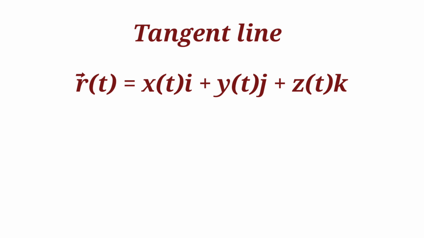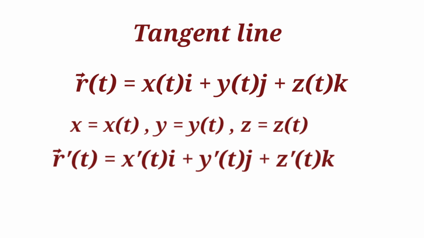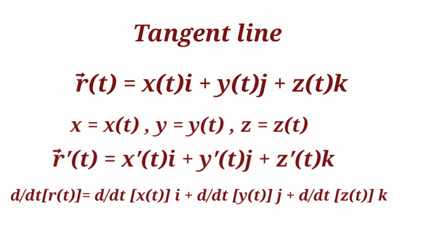Today's topic is tangent line. We know the vector form of a curve in space is vector r(t) = x(t)i + y(t)j + z(t)k. Its parametric equations are x = x(t), y = y(t) and z = z(t). We have its derivative vector r'(t) = x'(t)i + y'(t)j + z'(t)k. That is, d/dt of vector r(t) is d/dt of x(t)i plus d/dt of y(t)j plus d/dt of z(t)k.